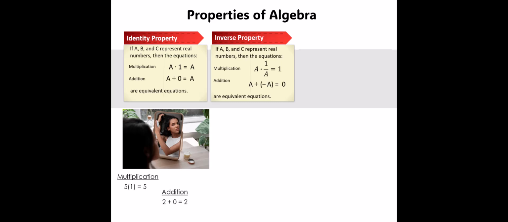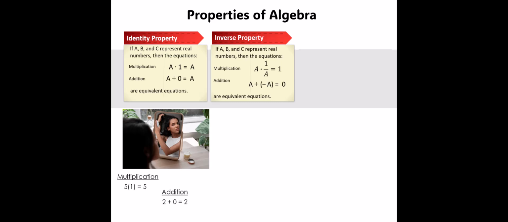Then we have the inverse property. If A, B, and C represent real numbers, then the equations for multiplication, A times 1 over A equals 1. Or we could say A times its reciprocal of A equals 1. Then for addition, A plus the opposite of A is 0, or A plus negative A equals 0. And those are considered equivalent equations.